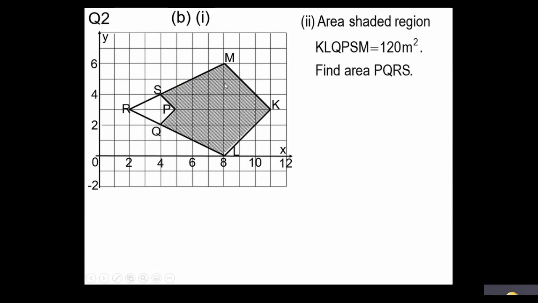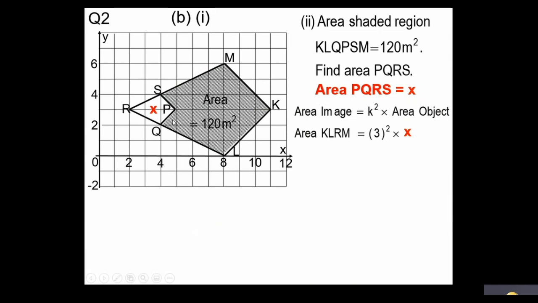So here you need to find the total area, which is KLQPSM, right? KLQPSM. They tell you the shaded region. So if you want to find this one, you need to find the total area minus the shaded region. You will get the PQRS one. So this one requires some thinking.